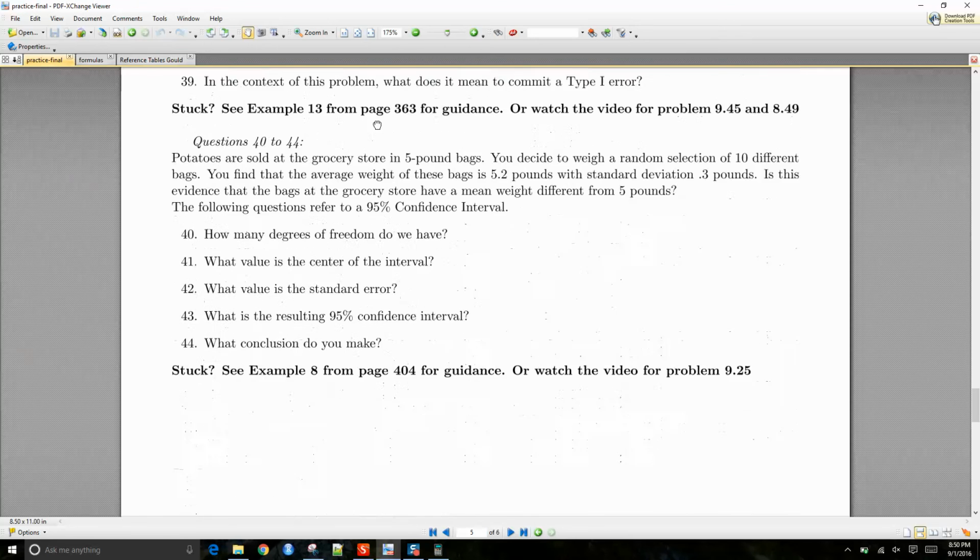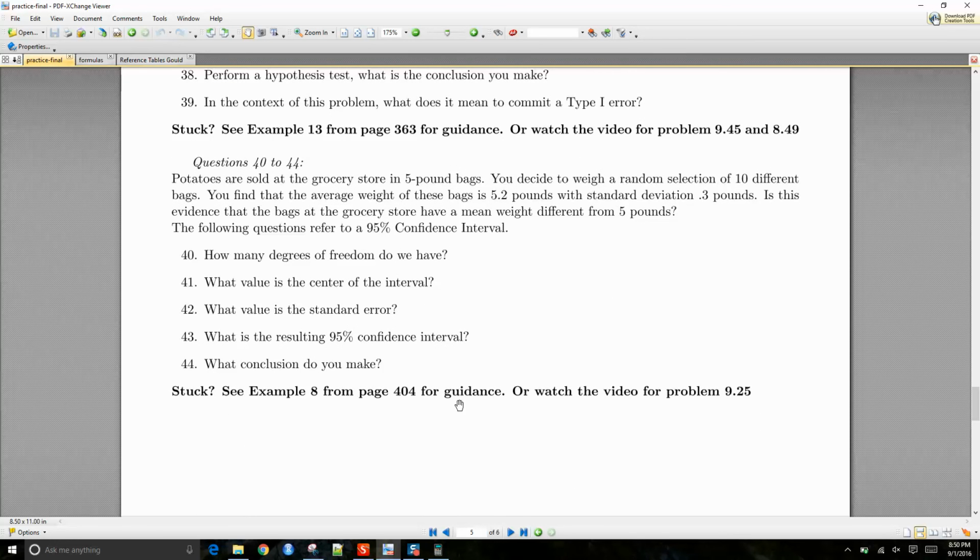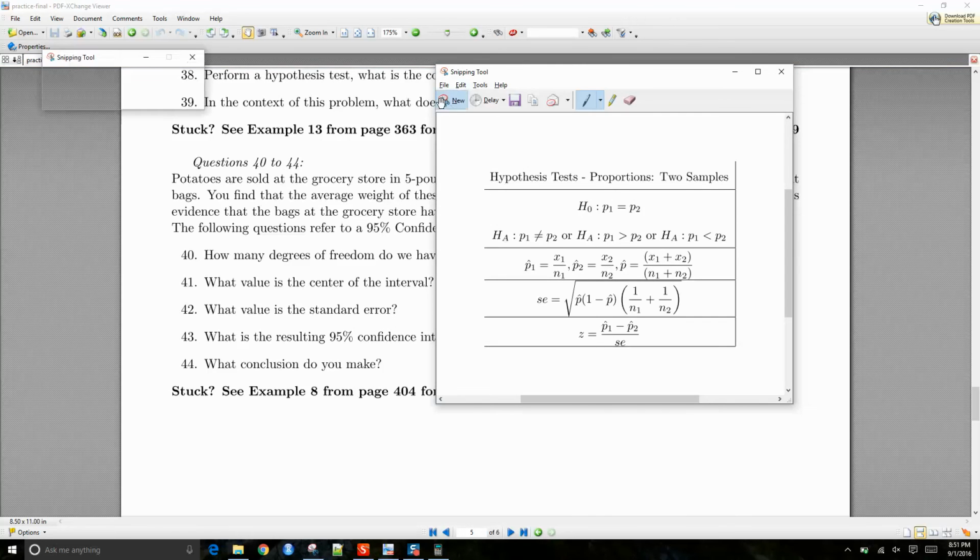So we just have this problem with the potatoes and then the problem with the dice, and then that's it as far as statistical inference goes.